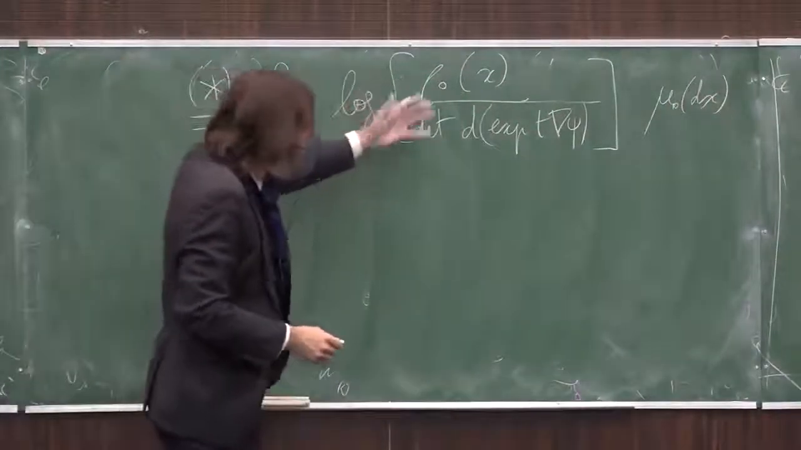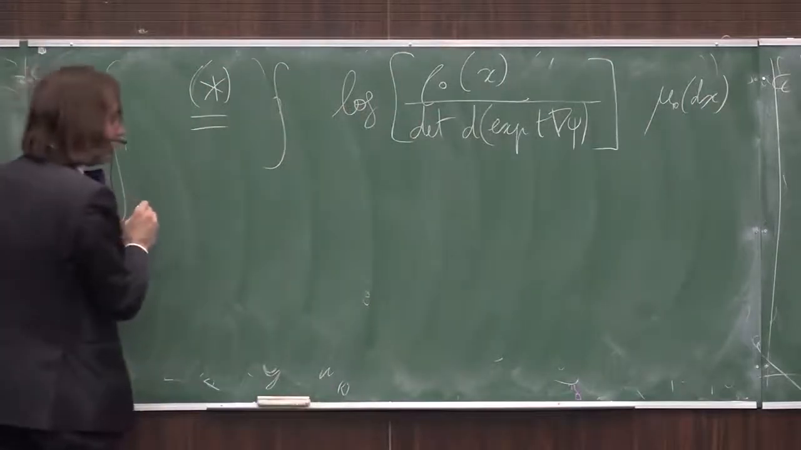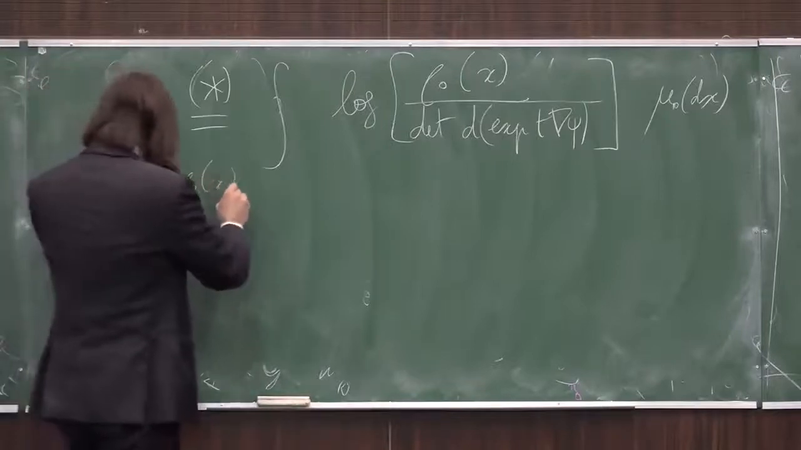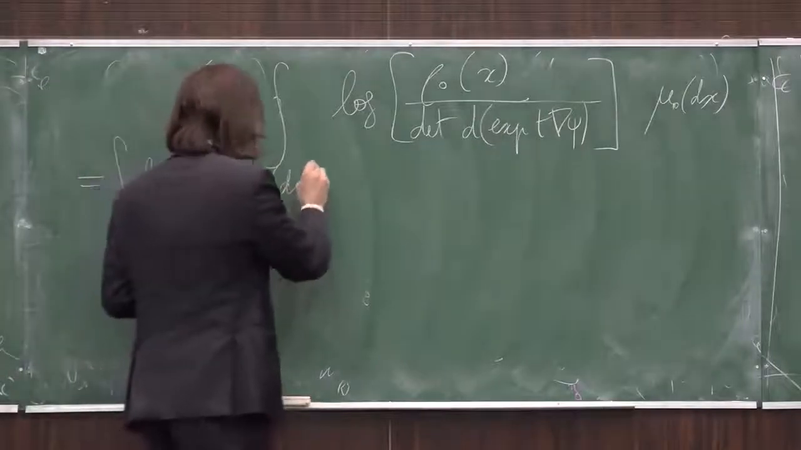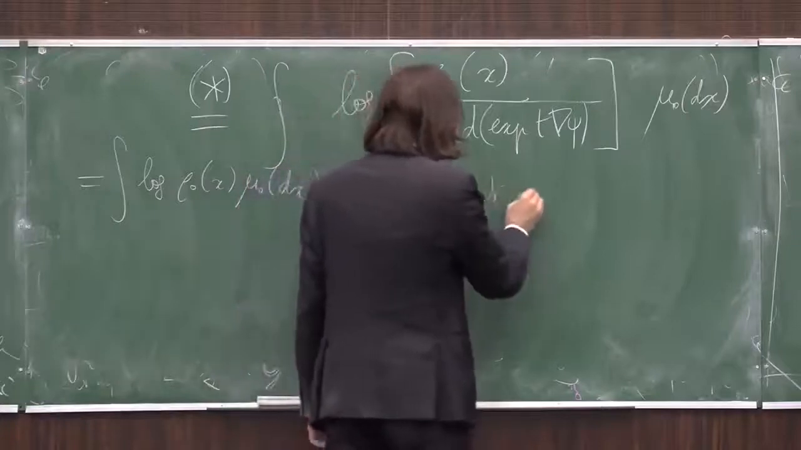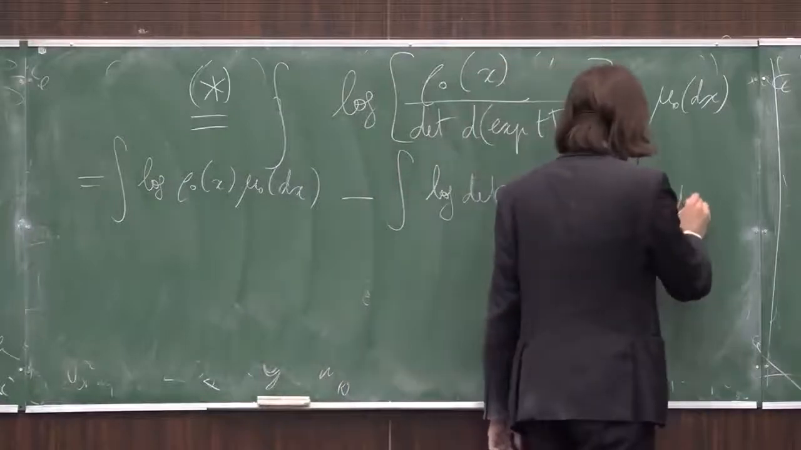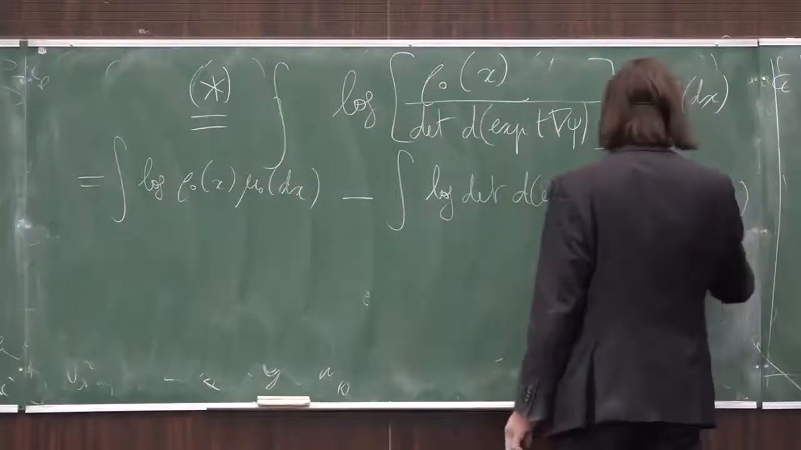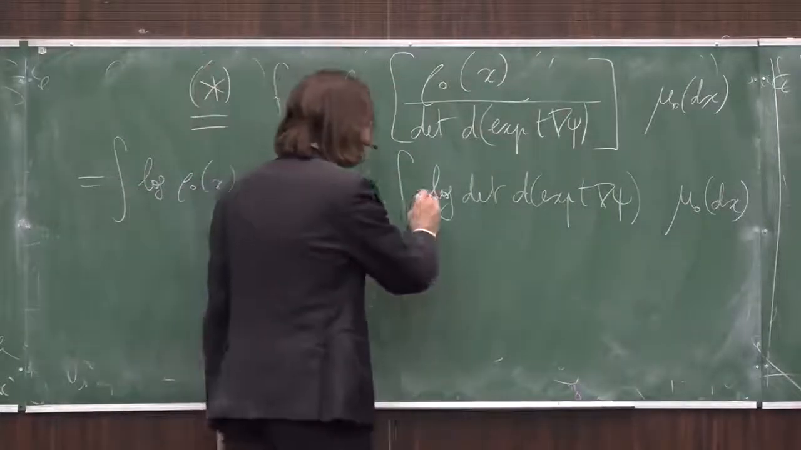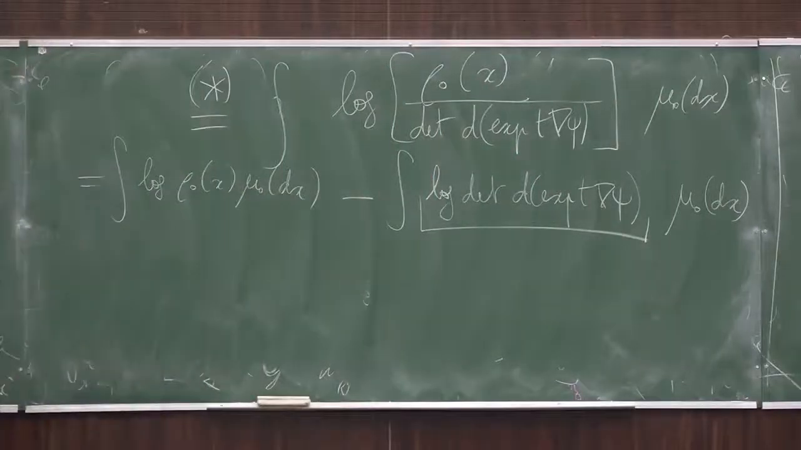I use the additive property of the log. And I have the first term, which is the integral of log rho 0 of x, mu 0 of dx. And then there is another term, which is minus the integral of log det d exponential t grad psi, mu 0 of dx. What do we find here? It's the same thing we had before when we were studying the curvature.